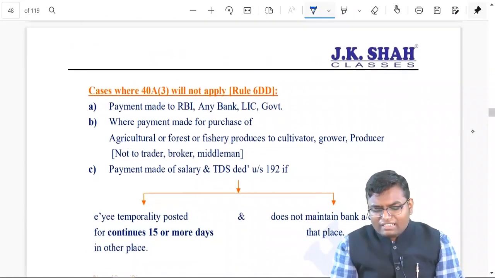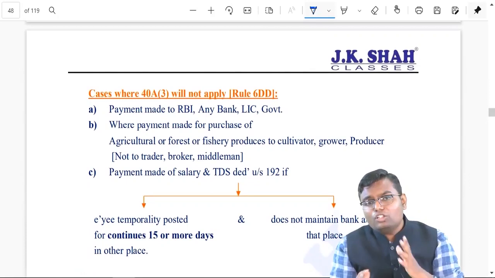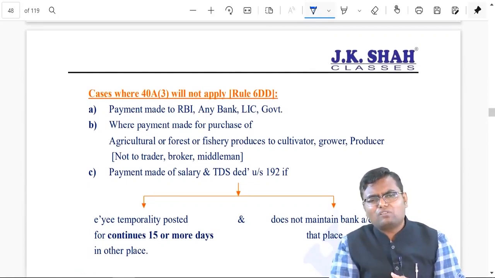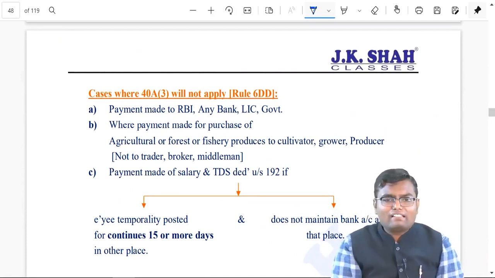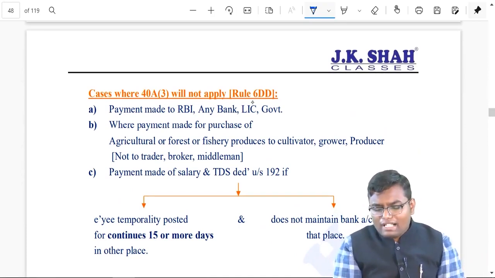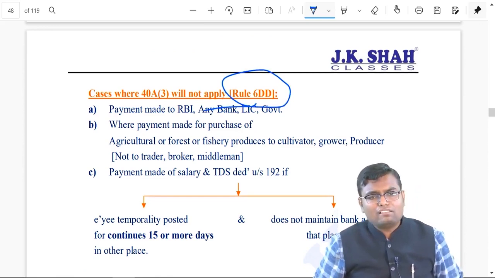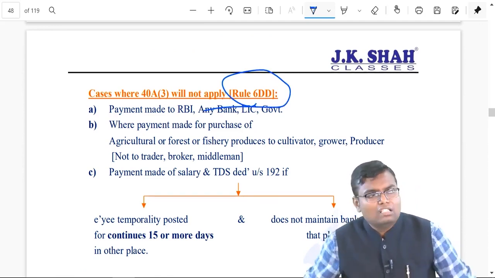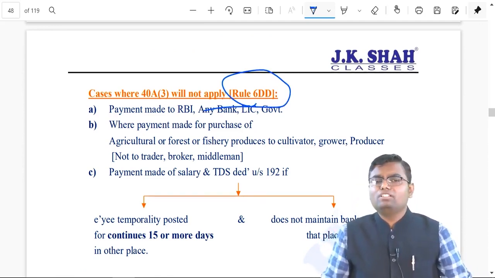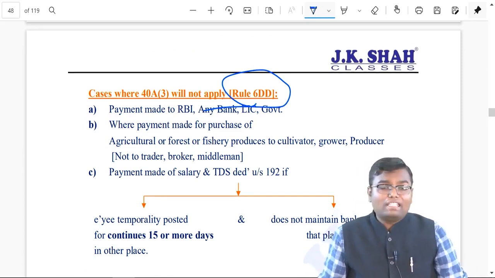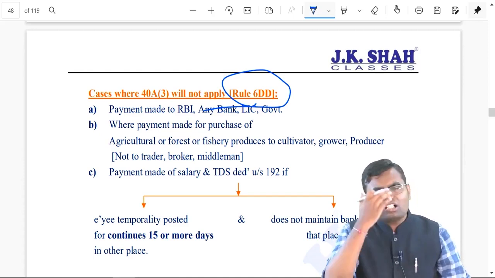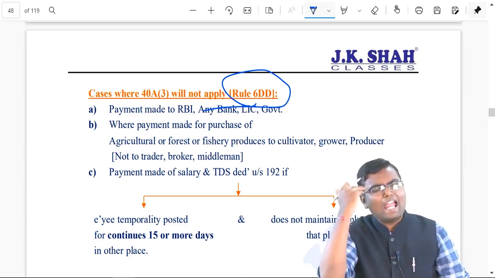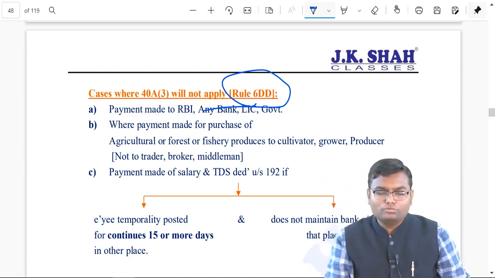But there are certain cases for which even though you are making the payment in excess of 10,000 by cash, cross cheque, bearer cheque, etc., still it won't get disallowed. And these are called Rule 6DD. What is called Rule 6DD? Certain payments for which 40A3 will not apply. If you are making any payment to RBI or a banking company or LIC or government, you can make payment through any mode for any amount, no issue.